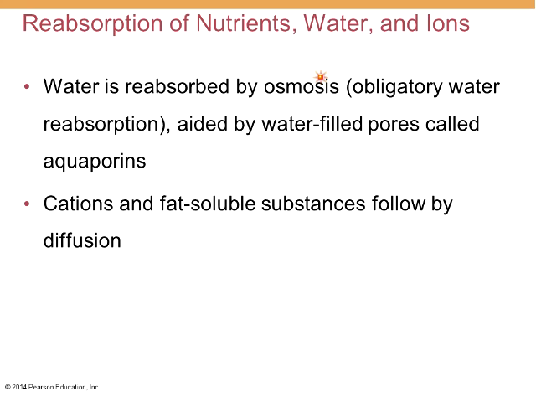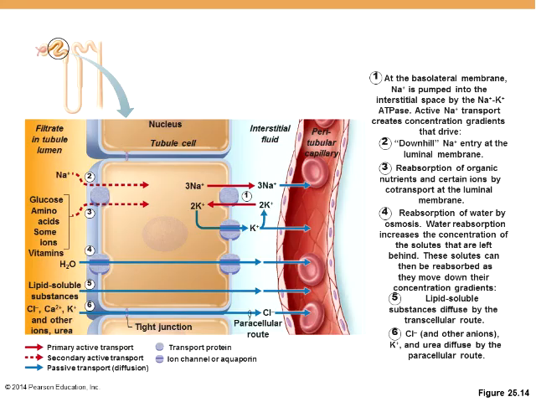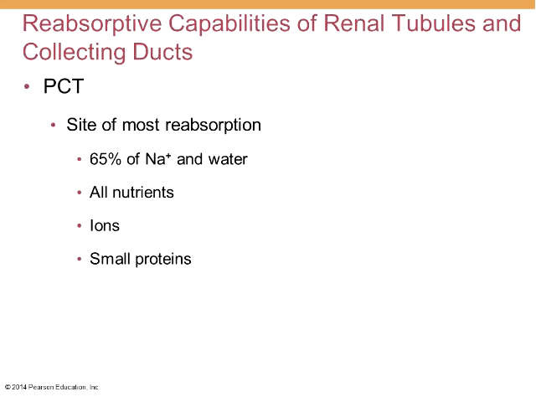Now, water is reabsorbed by osmosis, and we already know that, obligatory water reabsorption, and it's aided by water-filled pores called aquaporins, which we've talked about before. Cations and fat-soluble substances follow through by simple diffusion. They just diffuse right through, with cations following through secondary transport in some cases, and the water following also. We kind of talked through this, so I'm not going to walk through these steps right now. This is in your book in Figure 25.14.